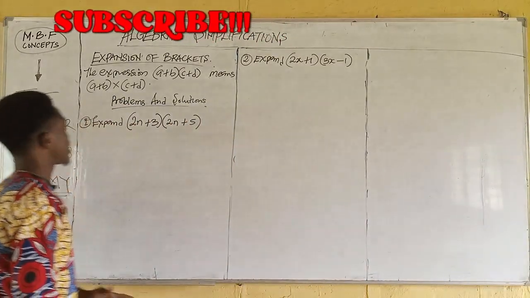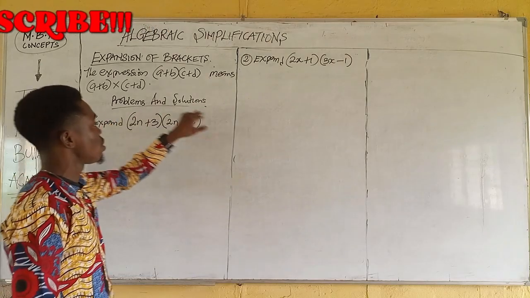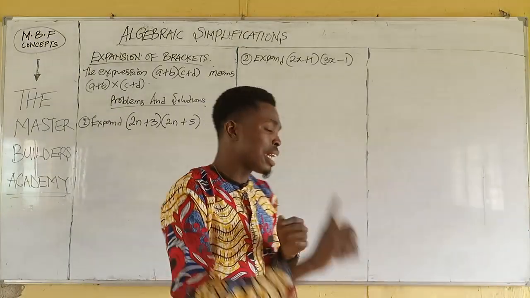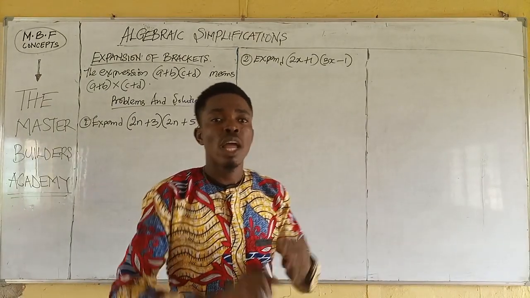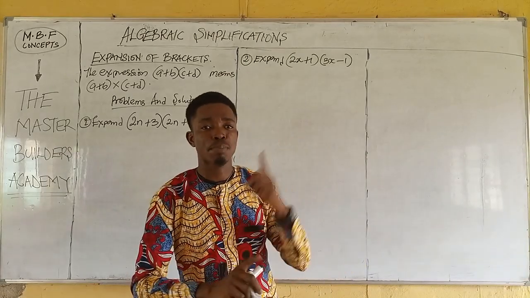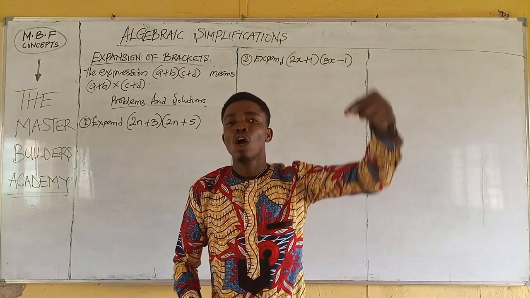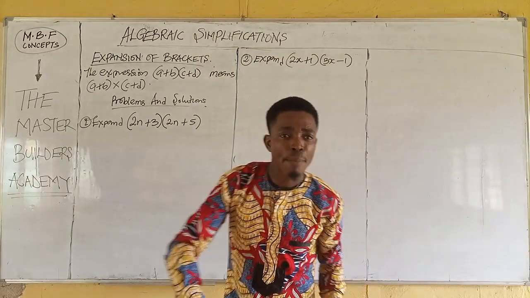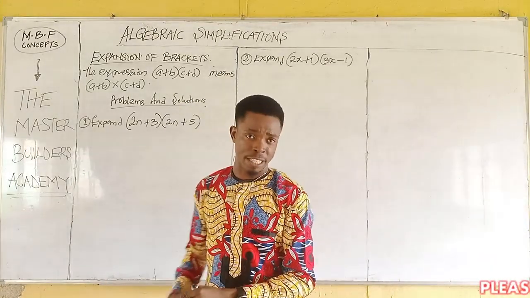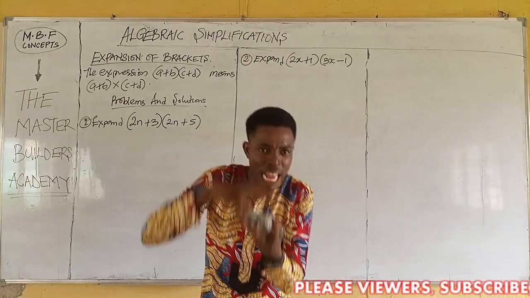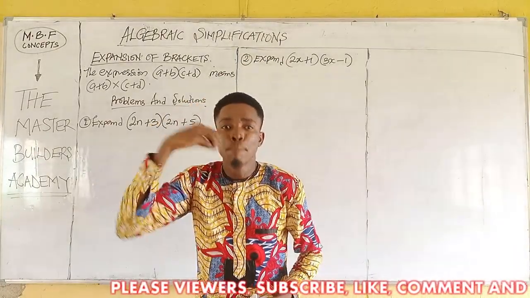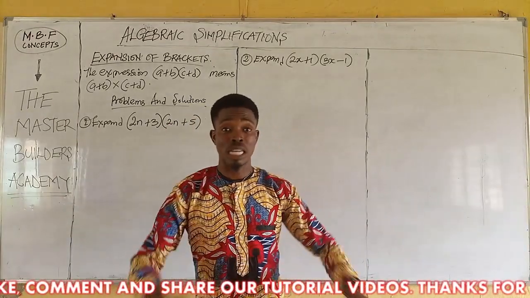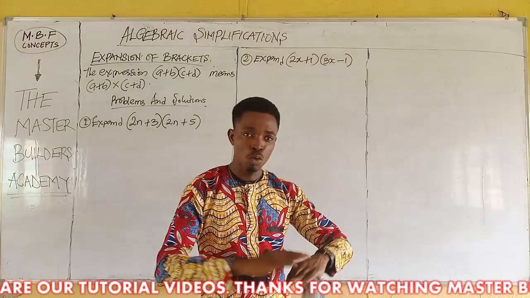Now guys, let's get started. We have problems and solutions on the board. So anytime you have two brackets multiplying each other, take this home. What happens there is that all the terms in the first bracket have to multiply all the terms in the second bracket. I take it again. Anytime you are dealing with expansion of brackets, you must ensure that all the terms inside the first bracket multiply all the terms inside the second bracket. If this is understood, then we are good to go.